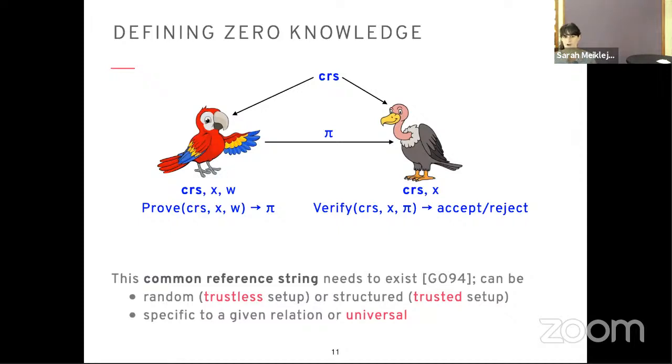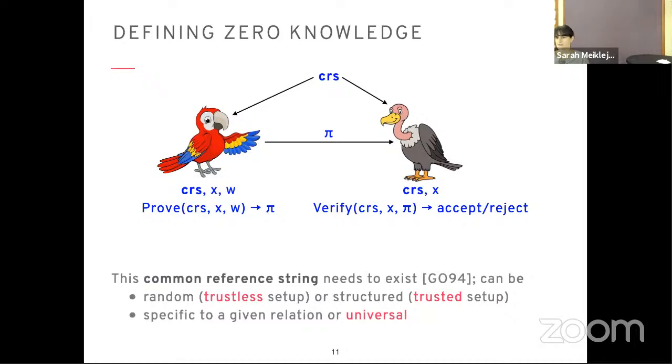So one option is the common reference string is just uniformly random. And in that case, we can say that it is generated in a trustless way, or we have a trustless setup. Otherwise, we could have that the common reference string needs to have some kind of algebraic structure that basically allows us to actually form these proofs. And in that case, we say that the setup is trusted.